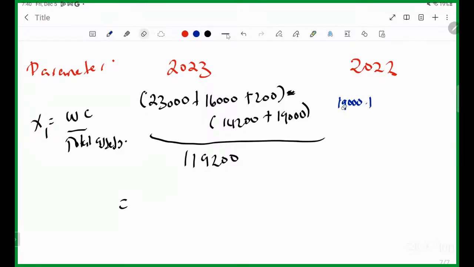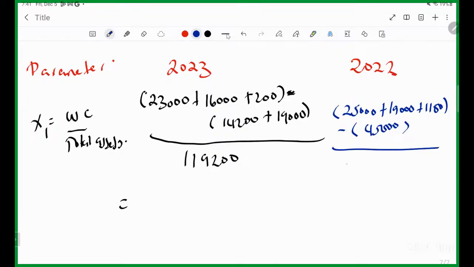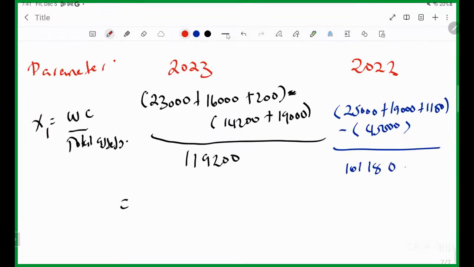You are giving me the answer here. It is 19. Which one? 25. Okay, here it is: 25,000 plus 19,000 plus 1,180 minus liabilities 45,000, over total assets, which is 101,180. I am just waiting for your answers here.